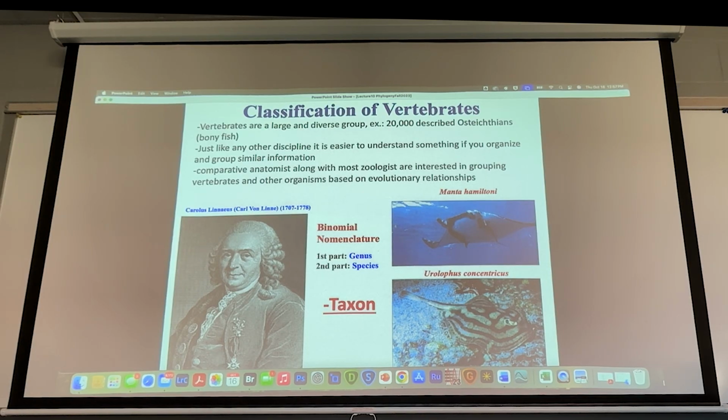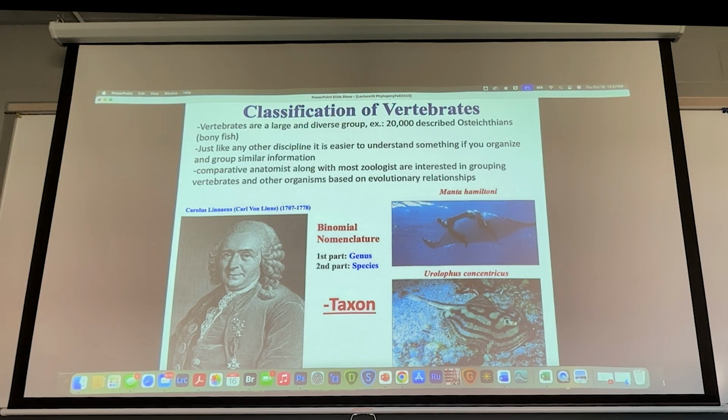All right. So why is classification of anything important? So you notice up here on this slide, I just pulled this slide out of one of my vertebrate anatomy lectures. It says classification of vertebrates. Why do we classify things as biologists? Because like any discipline, you have to be organized. If your notes are chaotic, it's hard to study for your exam. If your notes are really organized, it's easier to study for your exam, right? It's the same with any discipline.